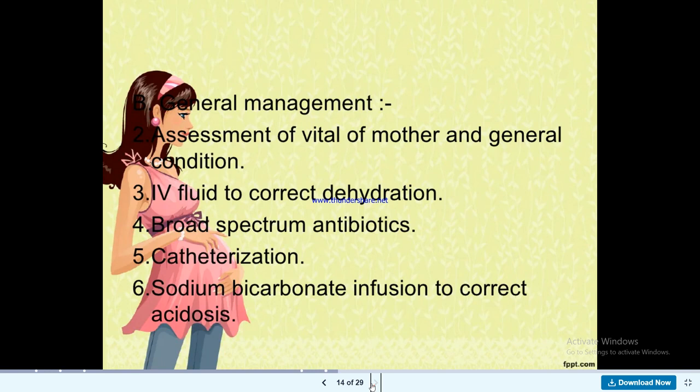General management: assessment of the vitals of the mother and general condition. Intravenous fluid to correct the dehydration. Broad spectrum antibiotics are given, and usually it is given after a test dose. Catheterization, Foley's catheter is to be passed. Sodium bicarbonate infusion to correct acidosis.